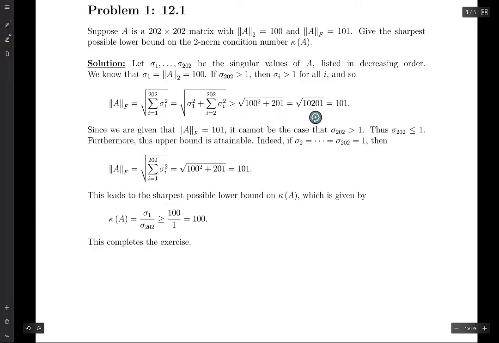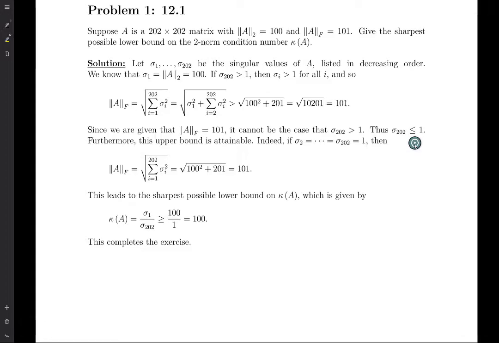If you write this out, this gives you 10,201, and the square root of that is 101. So if sigma 202 is strictly greater than 1, then the F norm of A is strictly greater than 101. But we're told that the F norm of A is exactly equal to 101, and so therefore it cannot be the case that sigma 202 is greater than 1. So we can conclude that sigma 202 is less than or equal to 1.